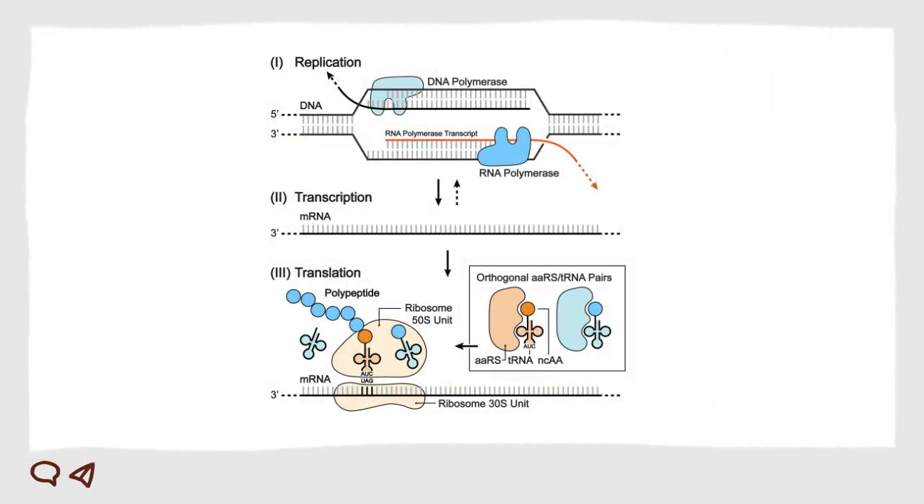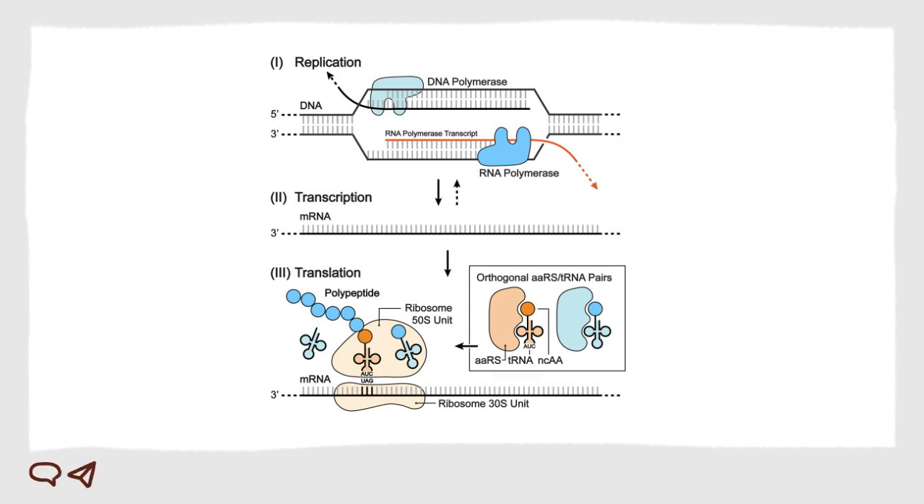Earlier, we mentioned that this process takes place in two steps, and those two steps are transcription and translation. Transcription is the process by which DNA is copied to mRNA, which carries the information needed for protein synthesis. Transcription takes place in two broad steps.